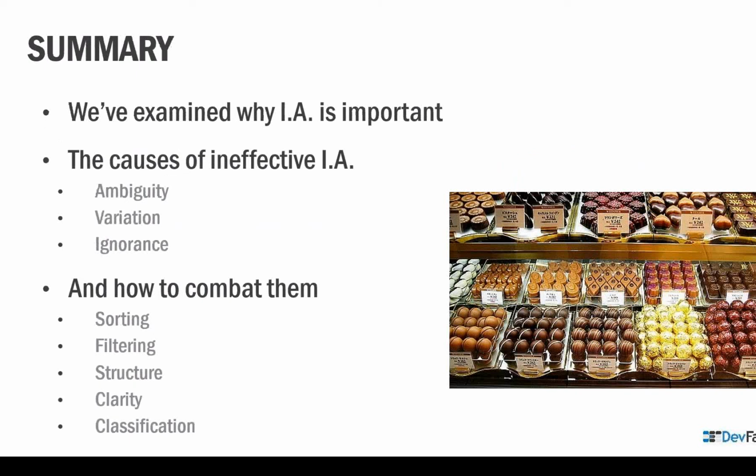Okay, so just to summarize what we've talked about today, we're down to a couple minutes left in our presentation. We've examined why IA is important. We've looked at the causes of ineffective information architecture, and those were ambiguity, variation, and ignorance. And how we combat or resolve that is through sorting of the information and filtering, right? Actually, this last image here, these are sorted and filtered very well, right? They're all in their independent locations. Then we can look at our structure, which is our taxonomy, and our clarity and classification within that taxonomy. So clarity is our describing metadata, and our classification is grouping it properly.